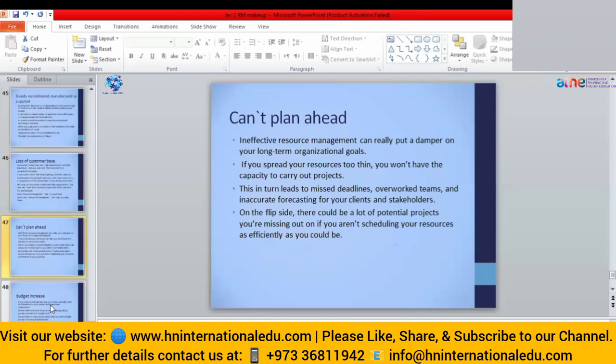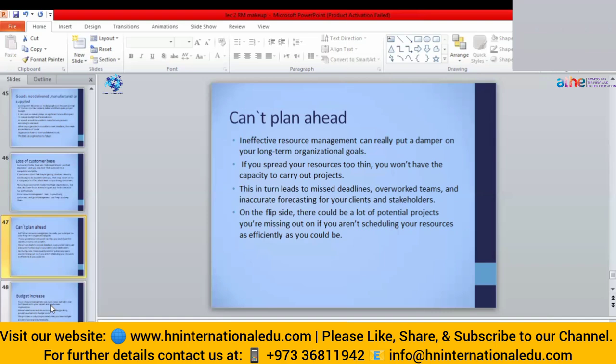Can't plan ahead. When you are not doing well in the projects that are in progress, we cannot be sure about future planning because we are unable to make a profit from our running projects. So inefficient resource management can really put a dent in your long-term organizational goals. If you spread your resources too thin, you will not have the capacity to carry out the projects, because you will be unable to attract customers. So this in turn leads to missed deadlines, overworked teams, and inaccurate forecasting for your clients and stakeholders.